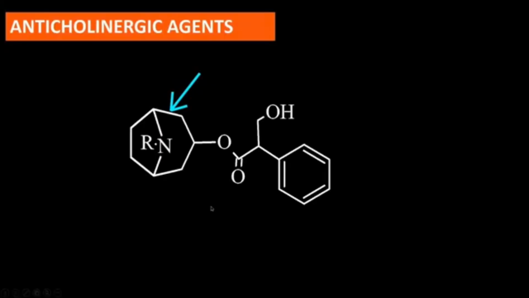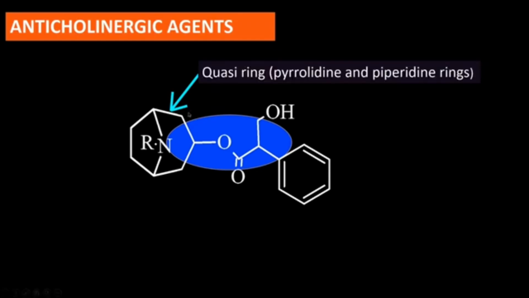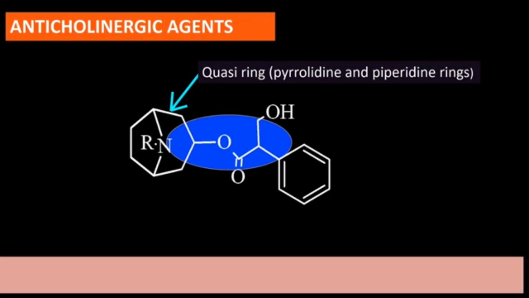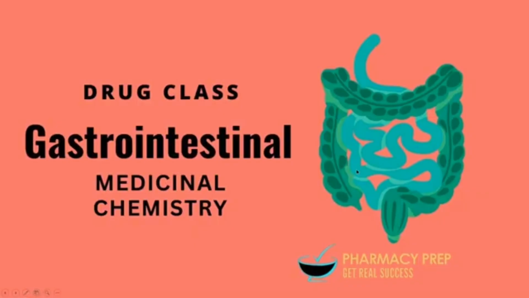Next is about anticholinergic drugs. So all anticholinergic drugs do contain a quaternary ring, that is a combination of two rings called pyrrolidine and piperidine ring. And there are SAMA, short-acting muscarinic antagonists, ipratropium, and long-acting muscarinic antagonists, LAMA, that is known as tiotropium or glycopyrrolate. There are more drugs that belong to this class.